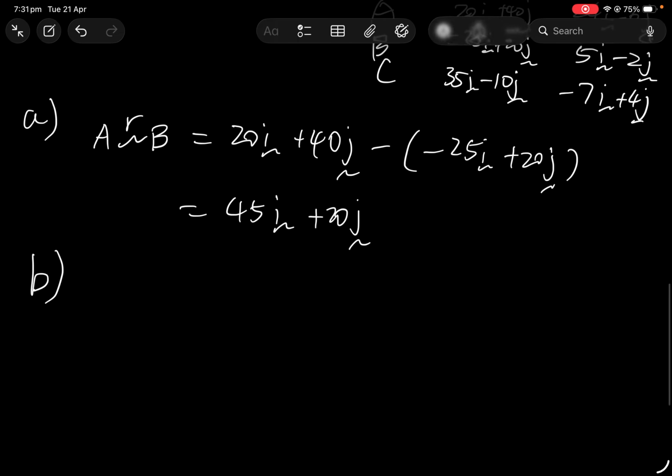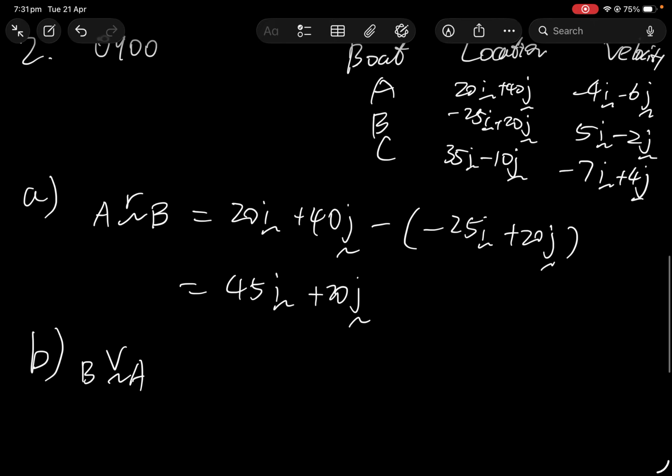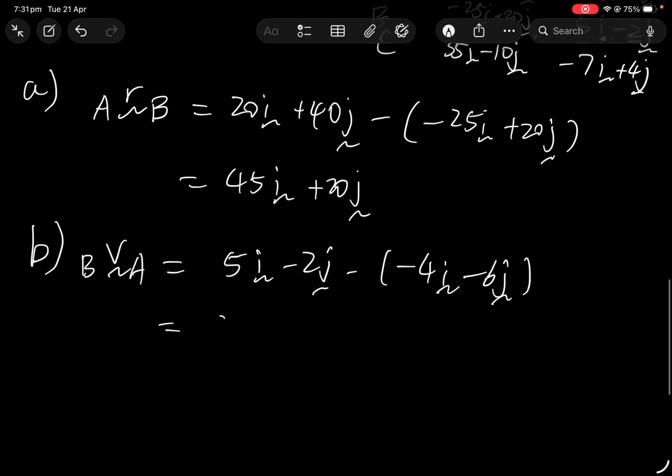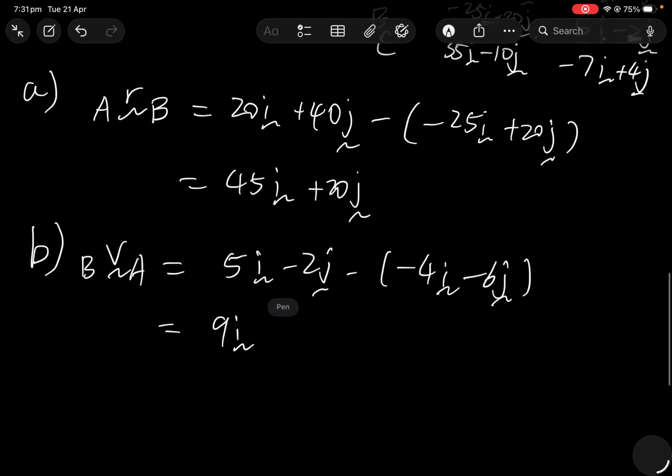Part B says find the velocity of B relative to A. B relative to A. We use V here because it says velocity now. So we look at velocity, A and B. So this time we use B take A. So it will be 5i take 2j, take negative 4i, take 6j. This gives us 9i plus 4j.